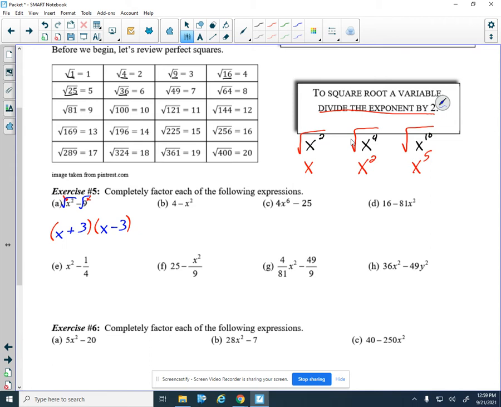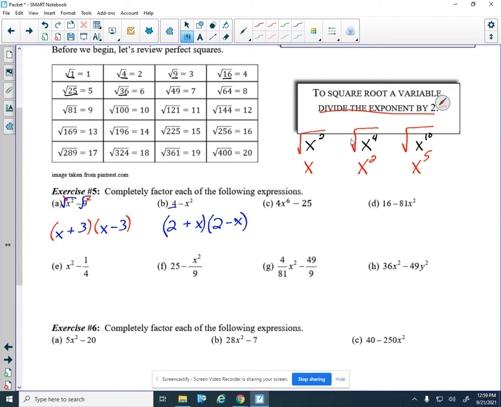Looking at the next one, both perfect squares connected by subtraction. The square root of 4 is 2. The square root of x squared is x. Make one positive and one negative. And I always put my positive sign first, but it doesn't matter. You could switch those up, the positive and the negative. I'm going to do one more, and then you should probably try some on your own.